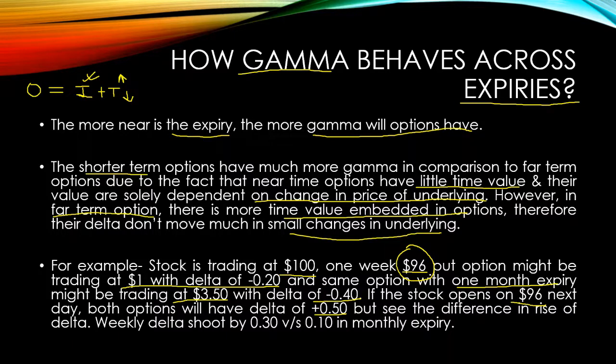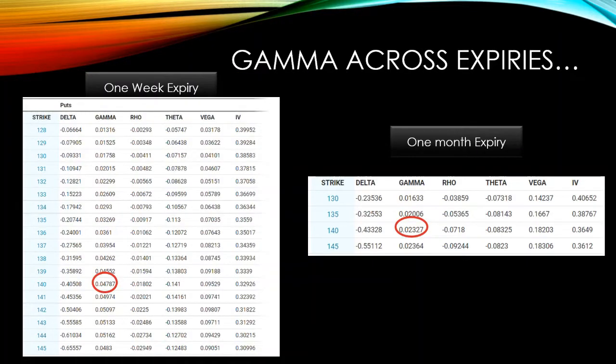But the difference is the rate at which the delta moves. Weekly delta has changed from 0.20 to 0.50, a change of 0.30, whereas the monthly option has a delta of 0.40 and there is only a 0.10 change in the monthly expiry option. So this example shows that the shorter term expiry options have much more impact due to gamma in comparison to long term expiries. So this is proved through a real life option chain of Apple stock.